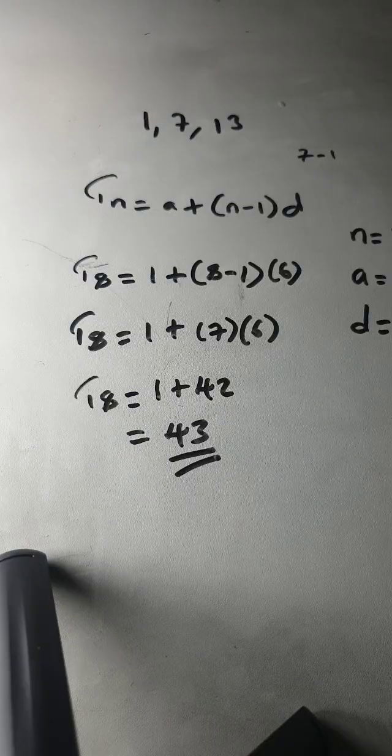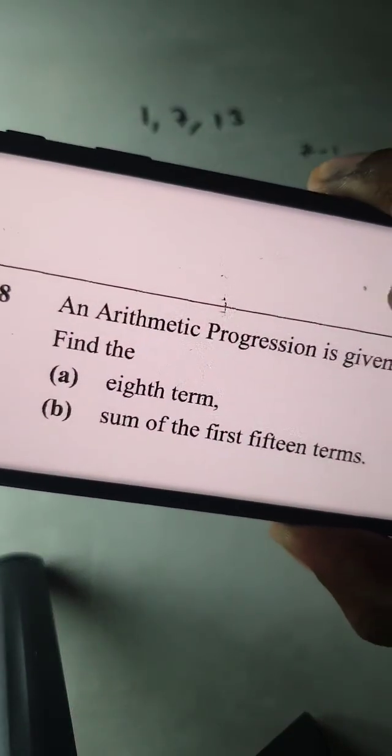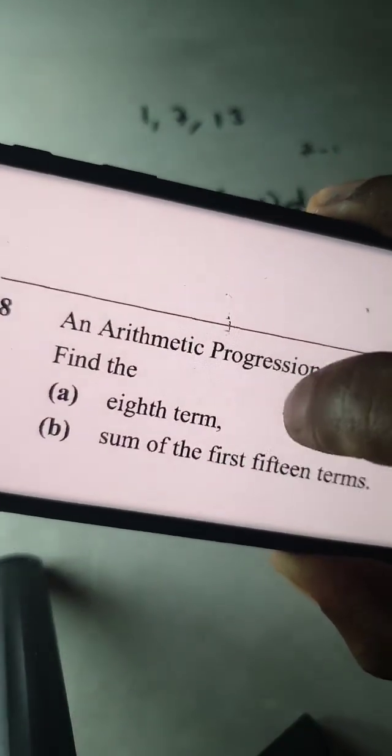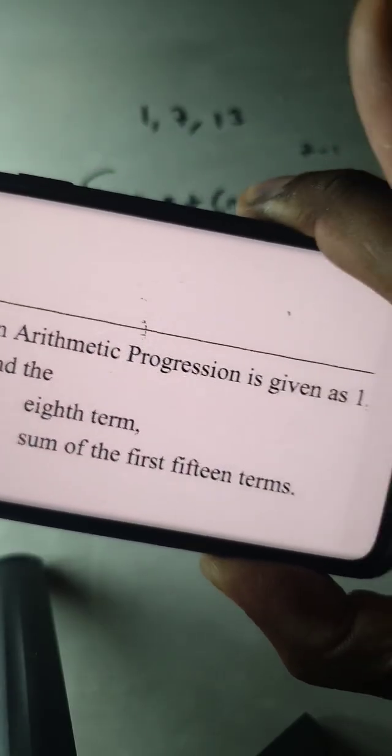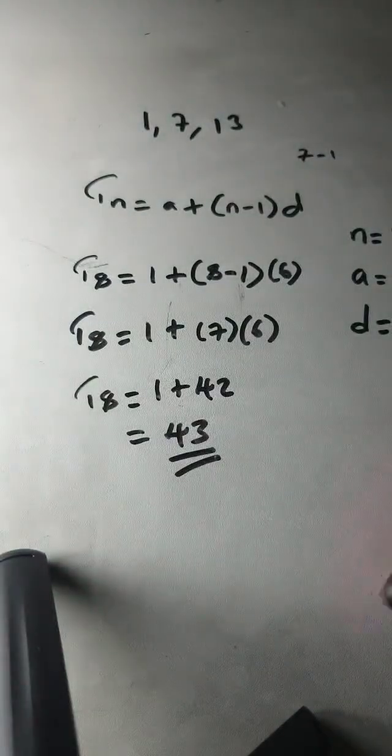Where is the 80 coming from? Nice, that's a very good question. It's coming from the question. It's saying find the 80th term. That's where the 80 is coming from. Okay, let me show you clearly.